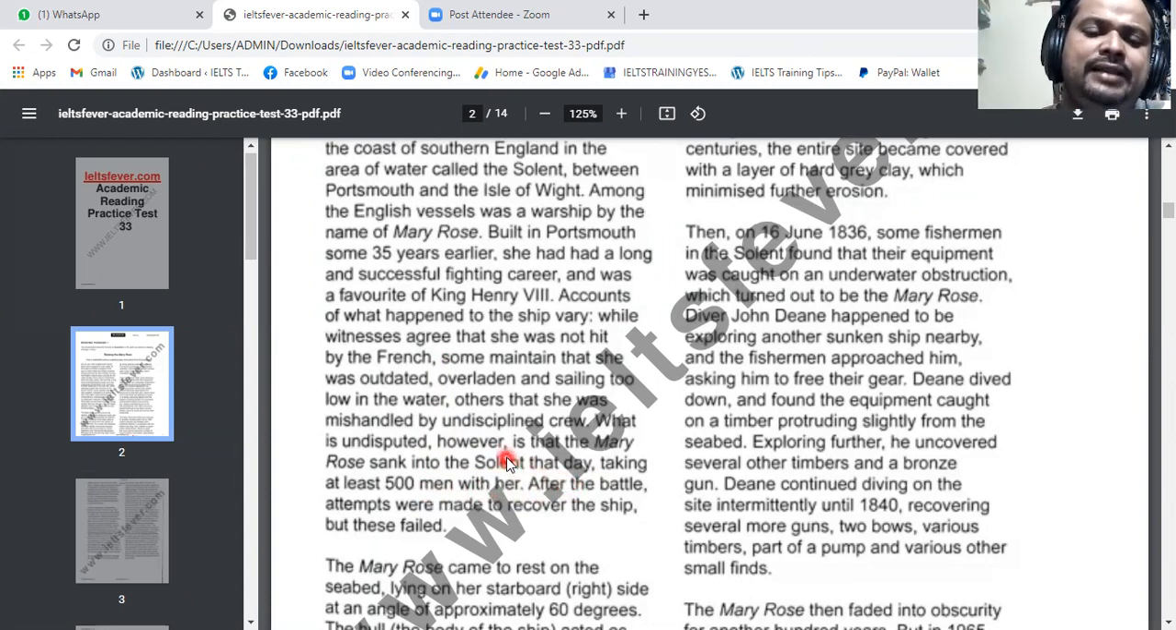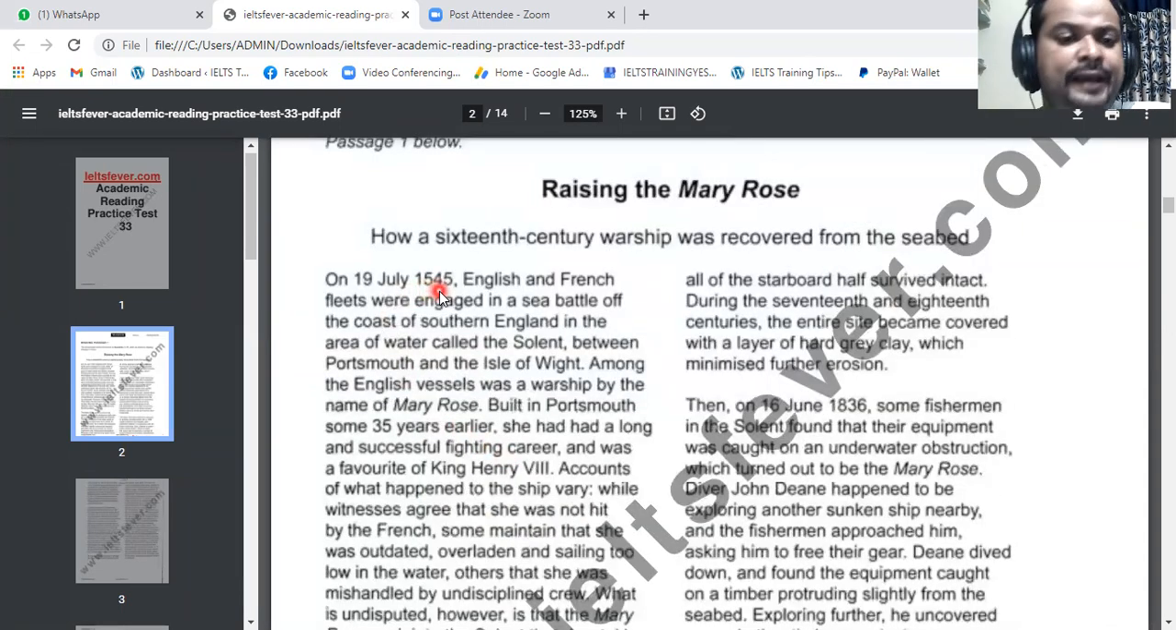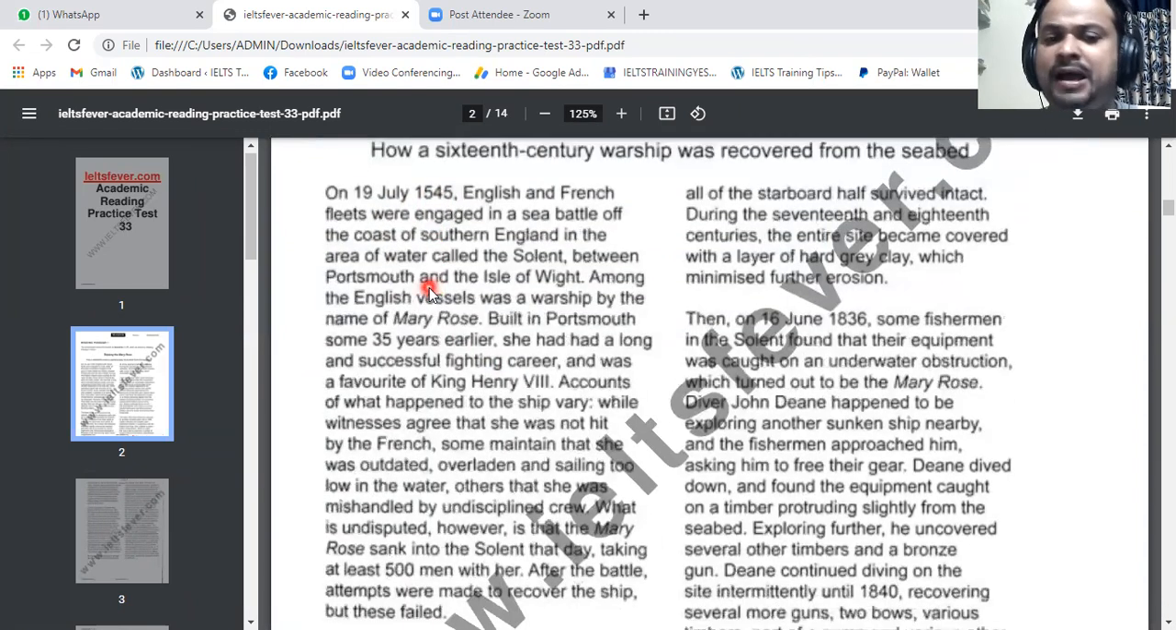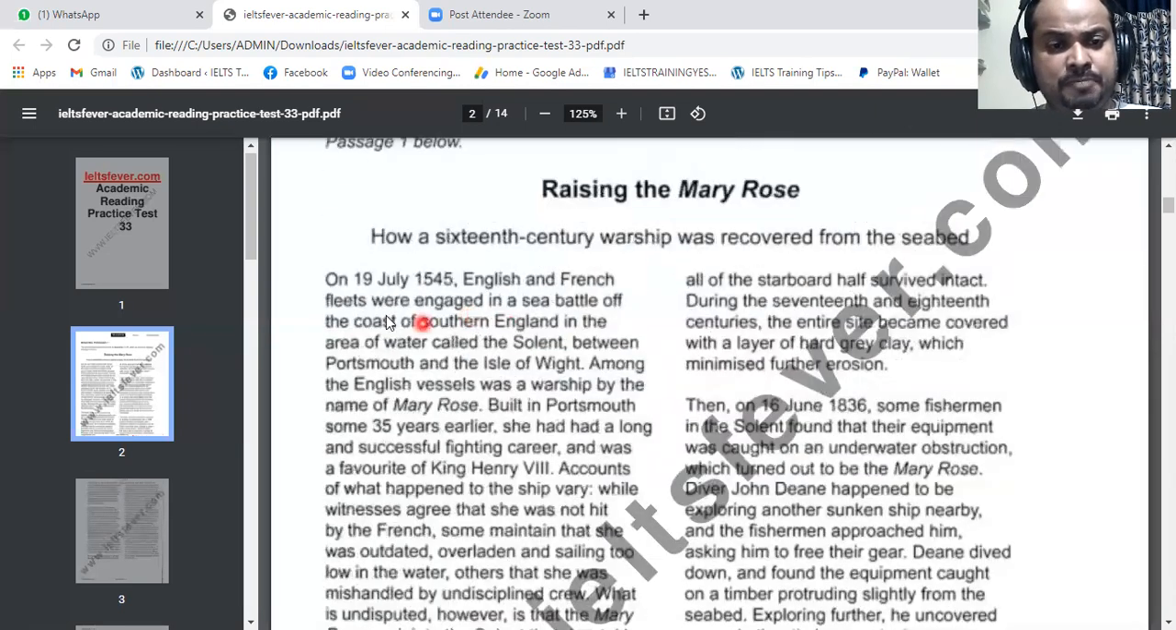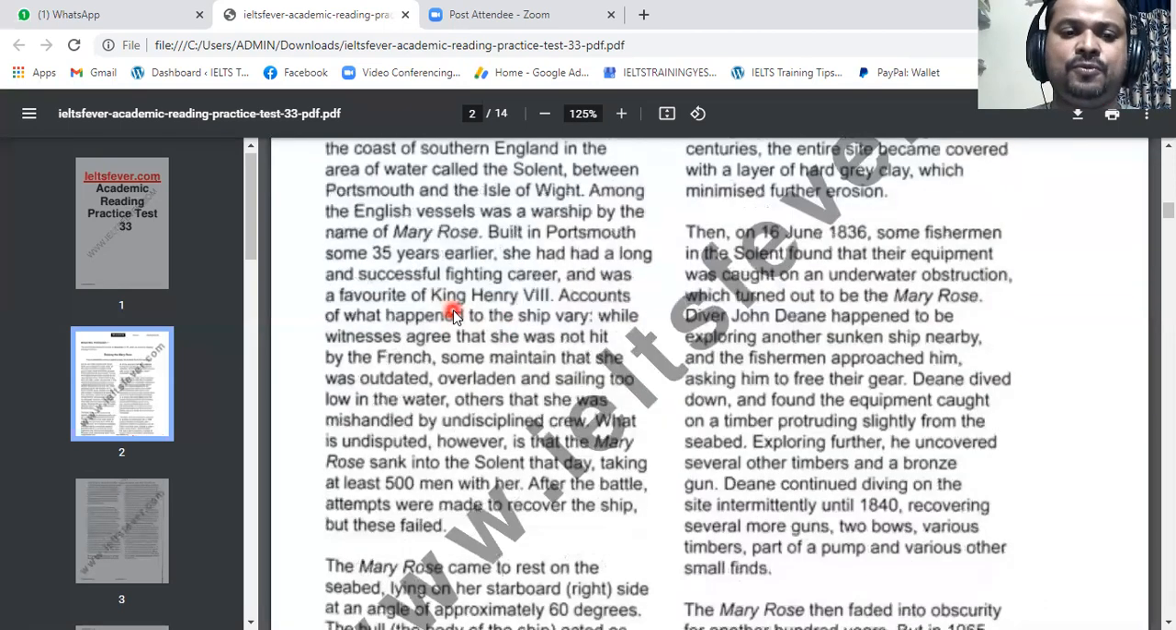So I can say that after the battle of this particular day, this ship sank. But I don't have any other accounts of other ships sinking during this particular day. There are no other ships mentioned. It is not mentioned anywhere that any other ships sank there. So this is what it is.